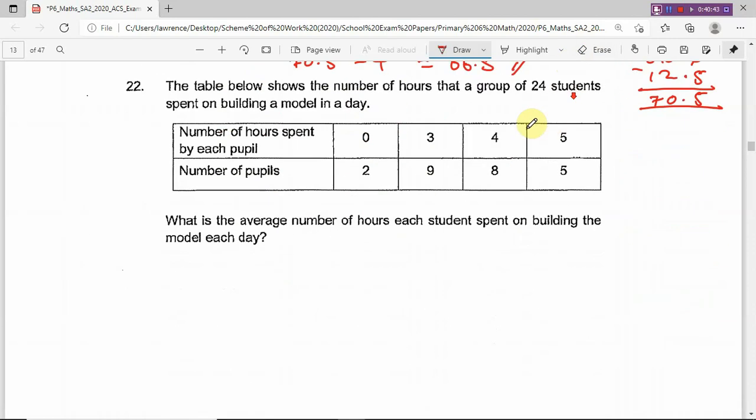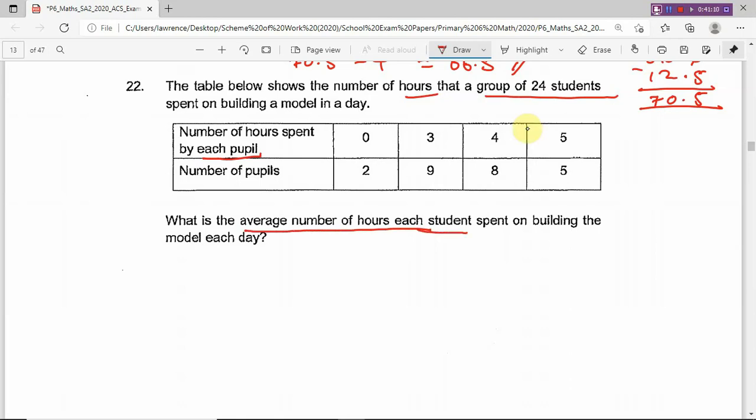Okay, question 22. Again, there's confusion on this question as well because students didn't read carefully. The table shows the hours that a group of 24 students spent on building a model. They miss out something here: the number of hours spent by each pupil. So how do you find the average number of hours each student spent?